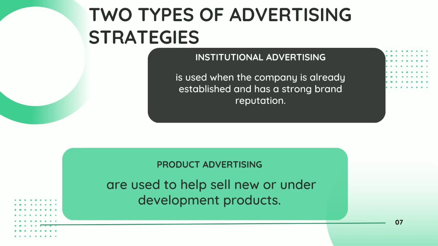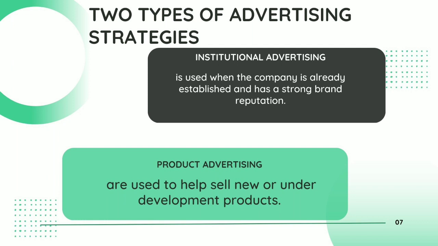There are two types of advertising strategies. First is institutional advertising. It is used when the company is already established and has a strong brand reputation. This type of advertising aims to establish a long-term relationship with the customer, to expand their reach, and to establish themselves as an authority in the industry. It also helps build trust in their brand by associating them with specific causes or ideals.